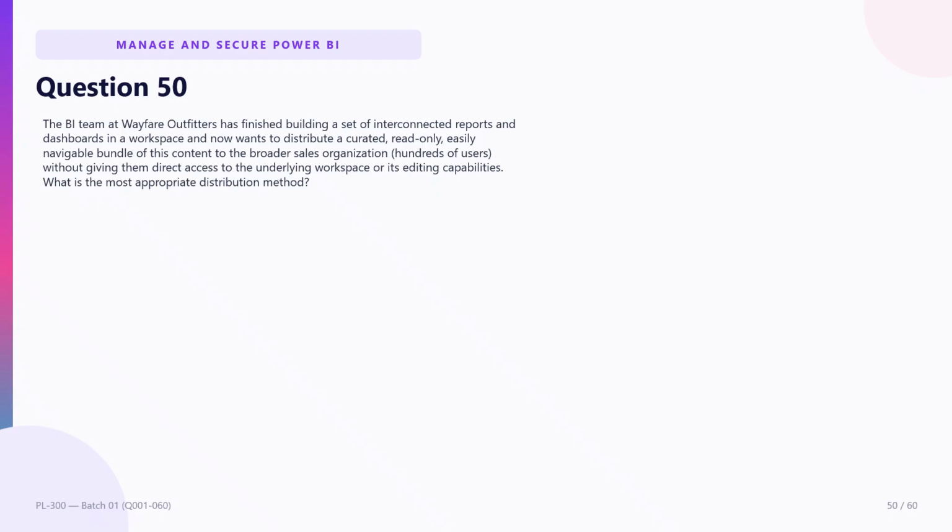The correct answer is D. Publish a Power BI app from the workspace and install the app with the sales organization via distribution list, security group, or the org's app content list. Here's why. A Power BI app packages selected reports, dashboards from a workspace into a curated, easily navigable read-only experience that can be distributed to large audiences via security groups, distribution lists, or the organizational app catalog without granting direct workspace access or editing rights, which is the intended pattern for broad internal distribution.